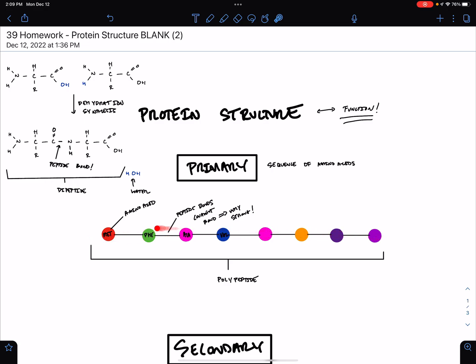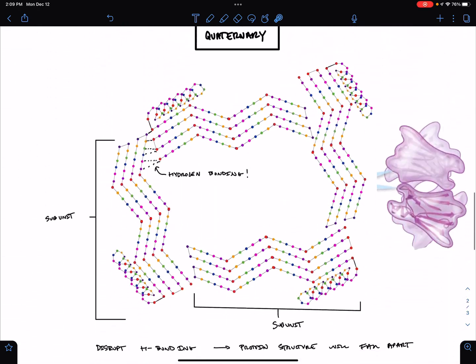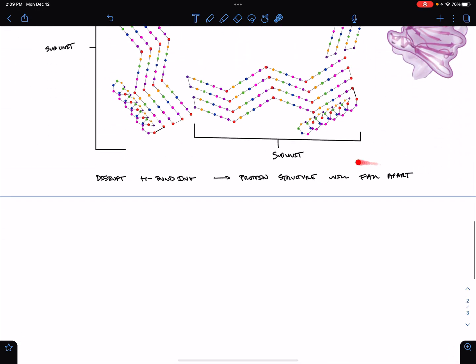And when it's in this form, it can't do its job of catalyzing reactions. So keep that in the back of your head. Proteins need to take on a three-dimensional shape, which is mostly held in place by hydrogen bonding. So if we do anything to disrupt hydrogen bonding, that protein structure will fall apart and it will cease to function as it should. Okay, that is all.